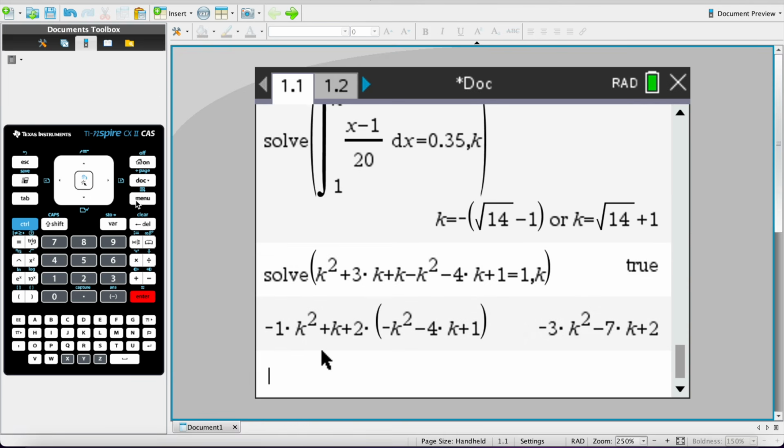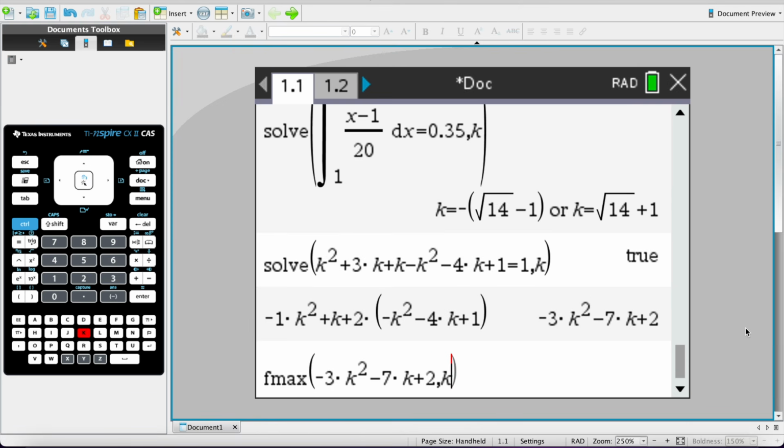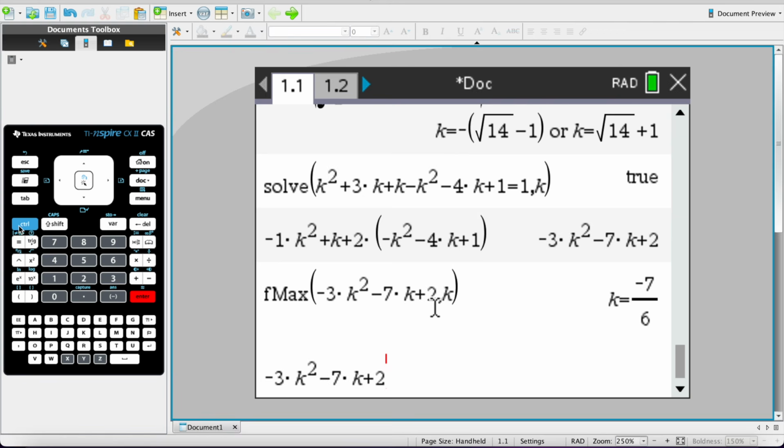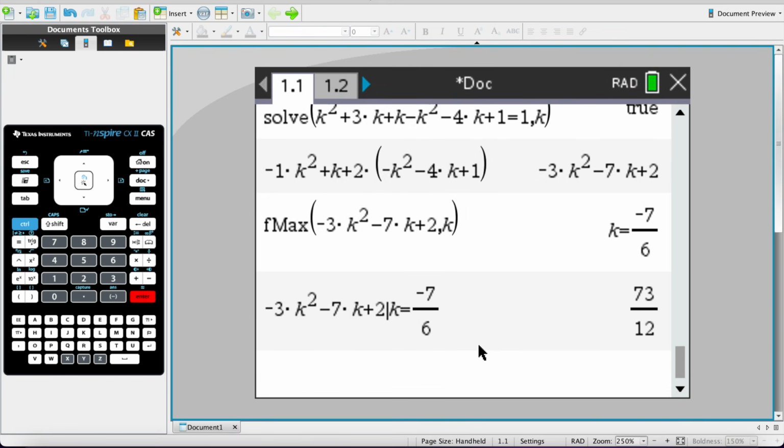Now we can do f min and f max. We want the maximum, and this is a negative parabola. So you can just do fMax of this, comma k, and you get negative 7 over 6. That's the k value for which you have the maximum value for the mean. You need to sub that back in here to see what the actual maximum is. And that's 73 on 12. Why is that none of the answers? Did I make a mistake?